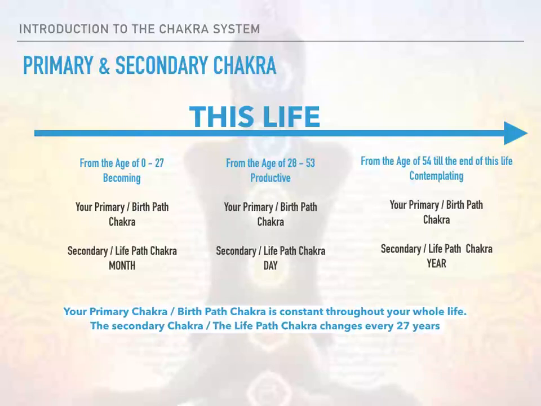And then finally we have the last phase of our life, which happens again between the age 53 to 54, which is now the last part of our life. So it's till the end of this life, however long you live. This is called the contemplating part.